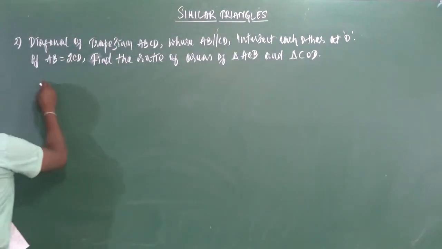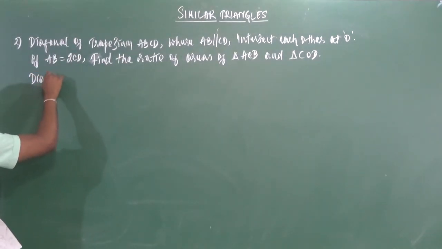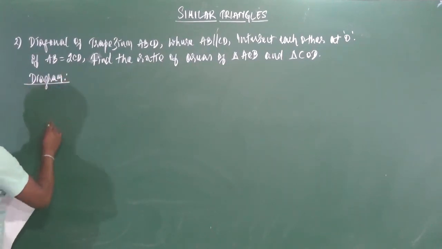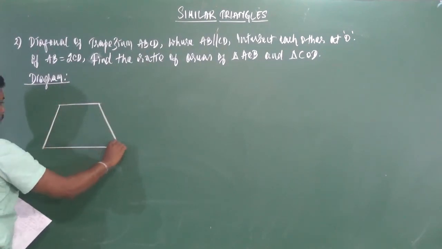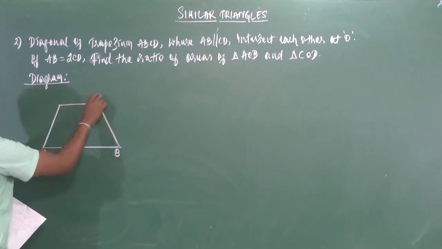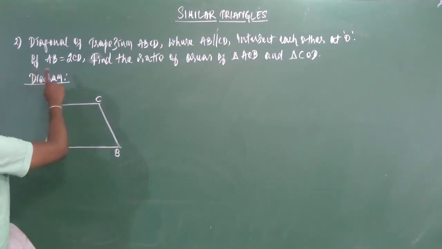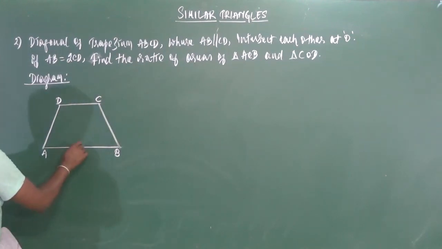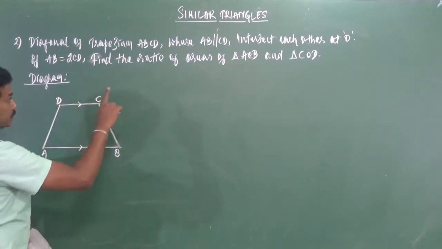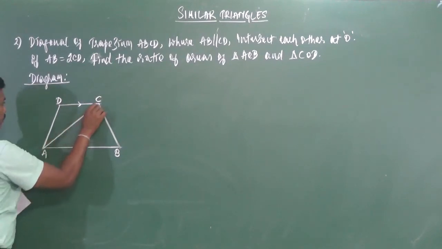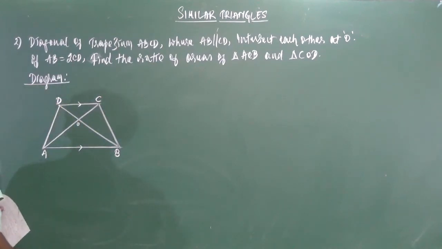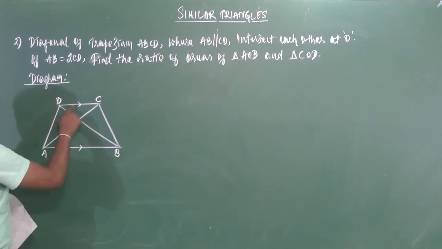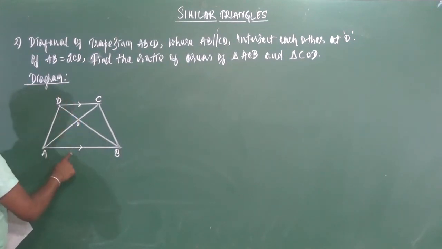Okay, so this is the diagram, very important. Diagonals of trapezium ABCD, where AB is parallel to CD, intersect each other at O. AC is one diagonal, BD is another diagonal, and they intersect at point O. If AB is equal to 2CD, the length of AB is twice that of CD. So if CD is 2 centimeters, then AB will be 4. If CD is 10 centimeters, AB will be 20.